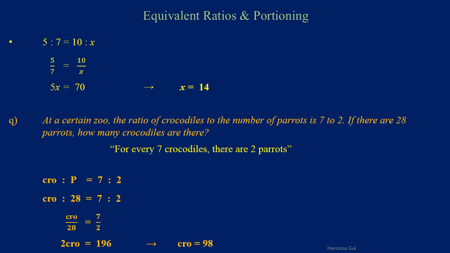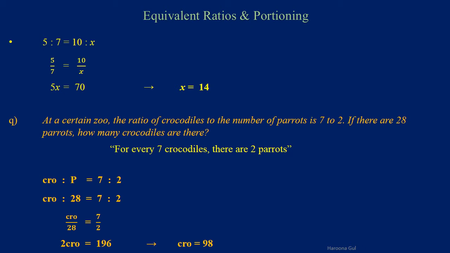We have another example with the same format, only the values have been changed. We have 5:7 is equal to 10:x. We're going to follow the same steps. We write this equation in fraction form, and we get 5/7 is equal to 10/x, and then the value of x is going to be 14. And if we multiply 5:7 by 2, we get the same ratio, that is 10:14.